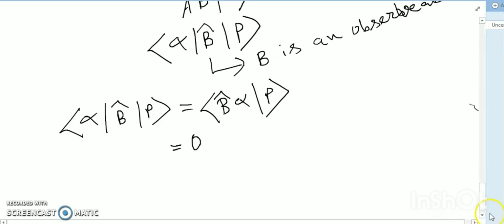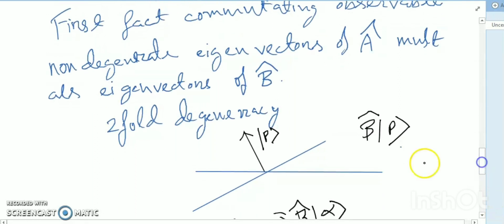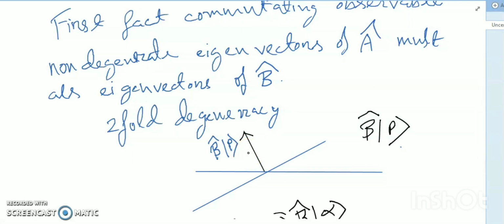So B acts on P. In my diagram, I just remove and write it this way, that B acts on P. Therefore, we have another fact: vectors orthogonal to the eigenspace stay orthogonal when acted on with B.